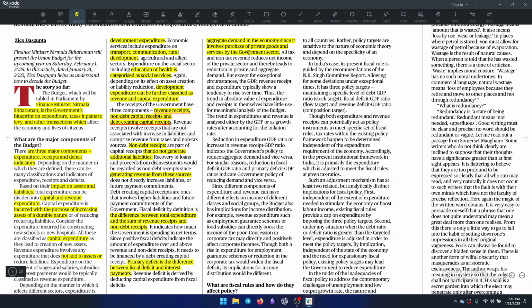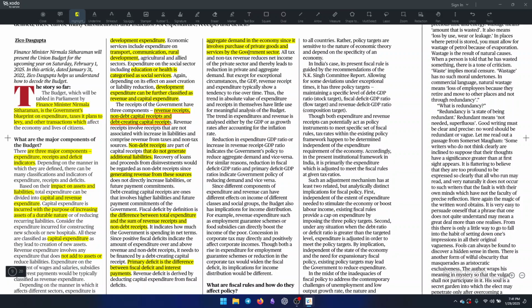reduction in private and aggregate demand. But except for exceptional circumstances, the GDP, revenue receipt, and expenditure typically show a tendency to rise over time. Thus, the trend and absolute value of expenditure and receipts in themselves have little use for meaningful analysis of the budget.